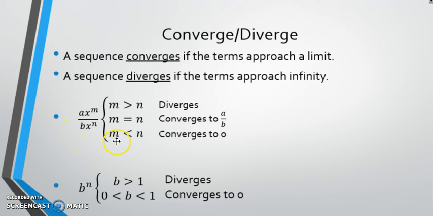And then the last case is when the exponent on the top is smaller than the exponent on the bottom. If the top is smaller than the bottom, then you will say that it converges to 0. So it's always approaching the horizontal line at a height of 0.